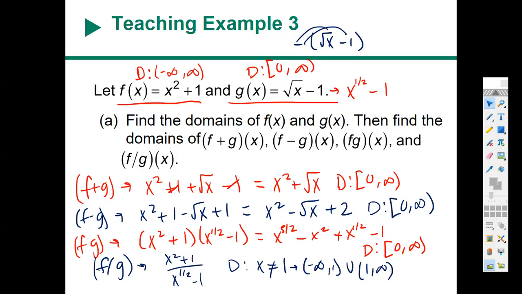Gotcha. All right, so if x can't equal 1, that means your domain is any number between negative infinity and 1, or any number between 1 and infinity. You just can't use 1.